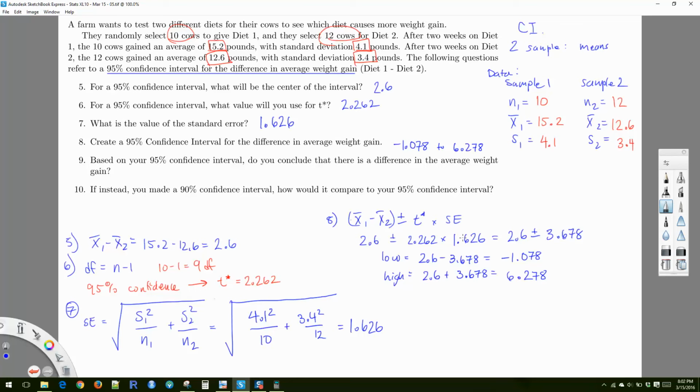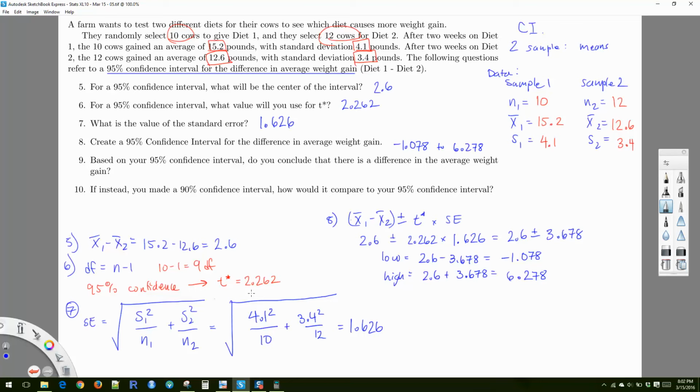Yes? For question number 6, I do know that the formula for getting our divisor is n minus 1. But can you remind me which n we're taking? So we've got 10 and we have 12. Whenever you have two n's, you use the smaller of them. The smaller. Yeah. Okay.